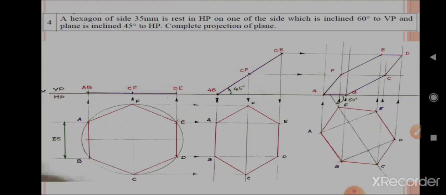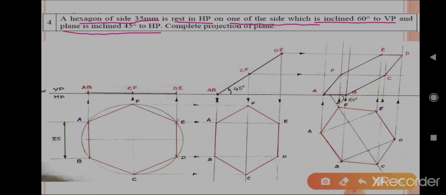The next problem, a hexagonal plane or hexagon with side 35 mm rests on HP on the side which is inclined 60 degree to VP and the plane is inclined 45 degree to HP. Complete the projection of the plane. So first, that is resting in HP.